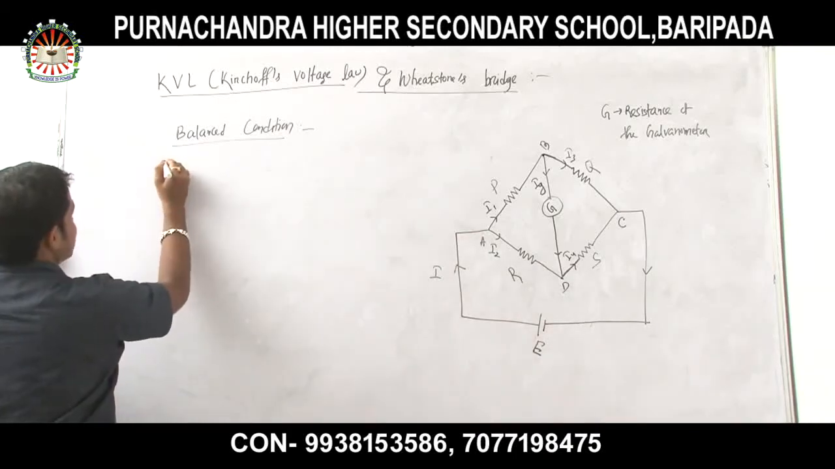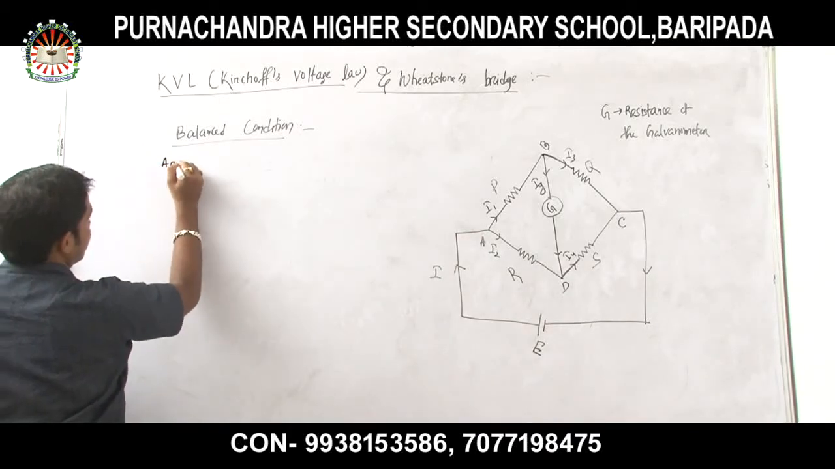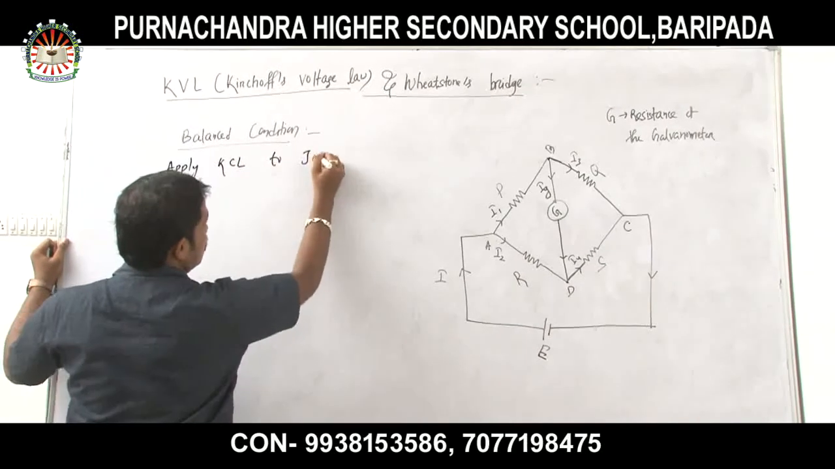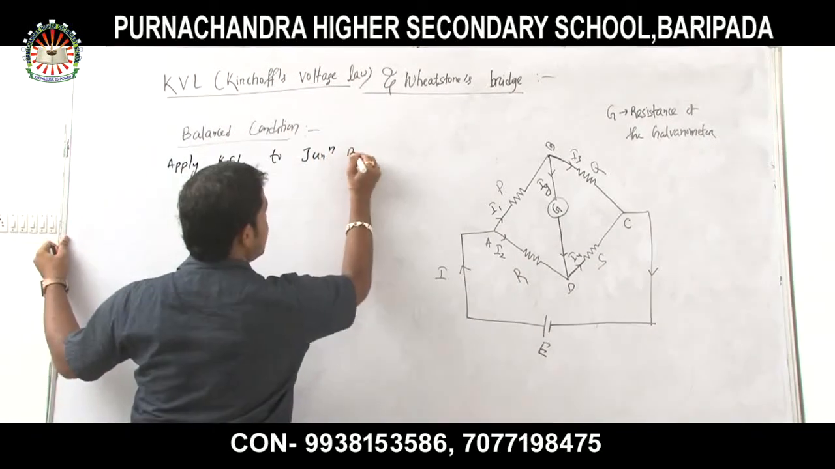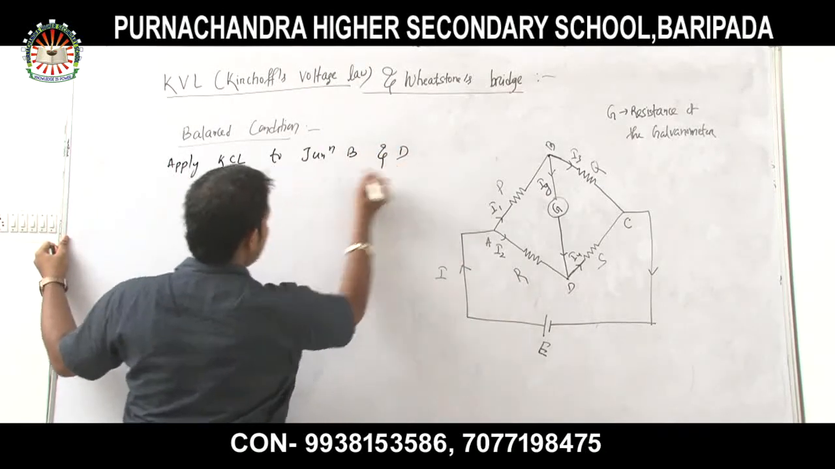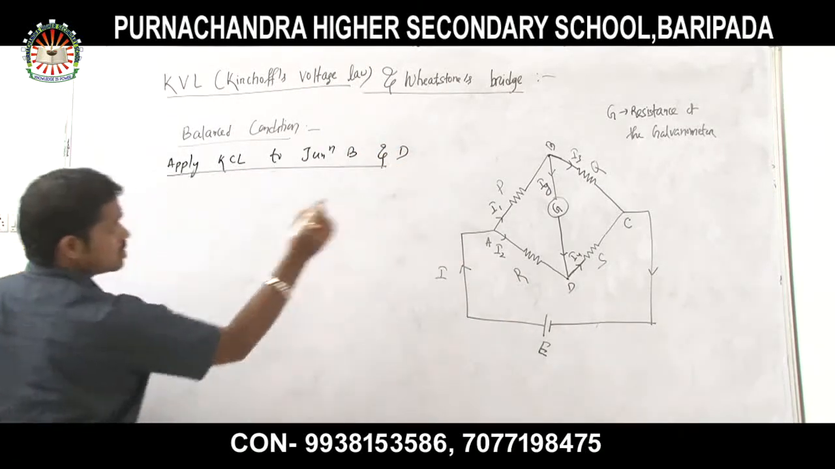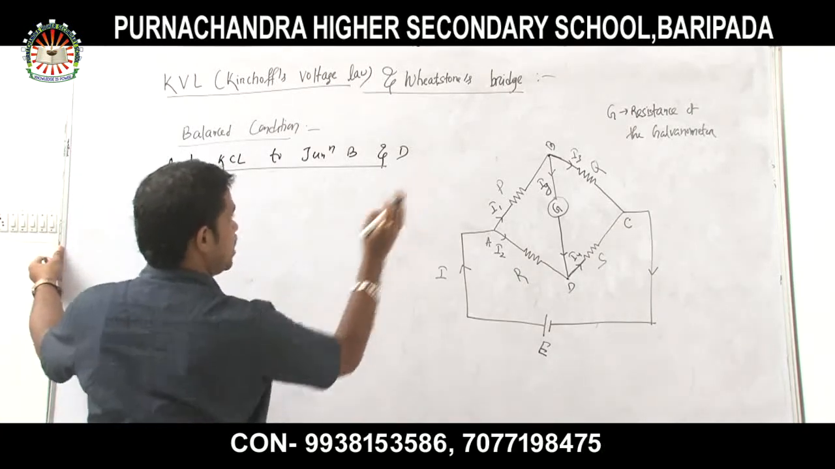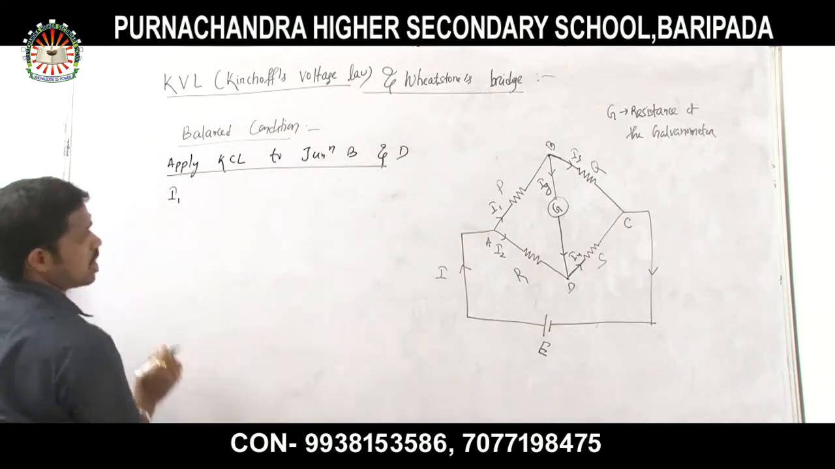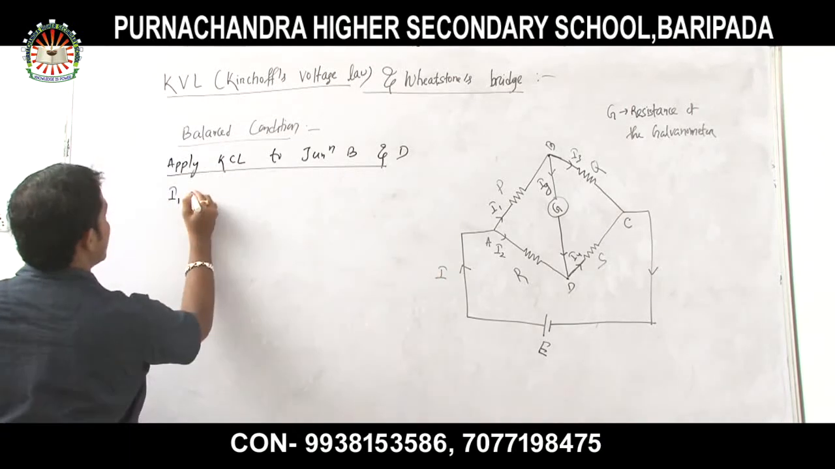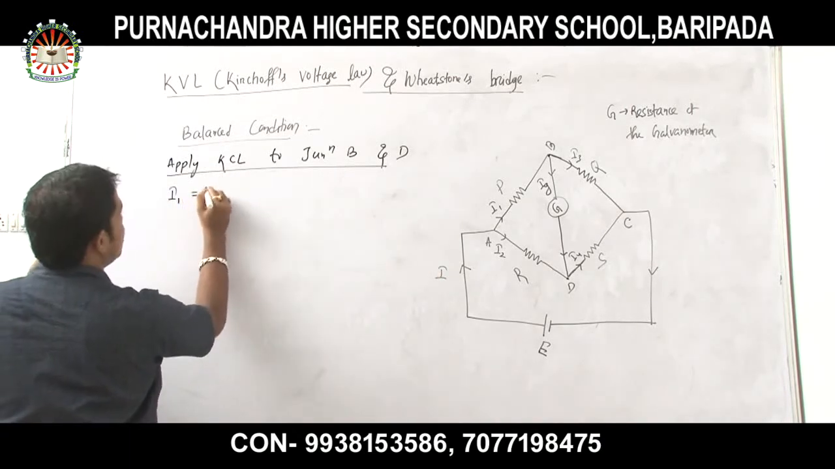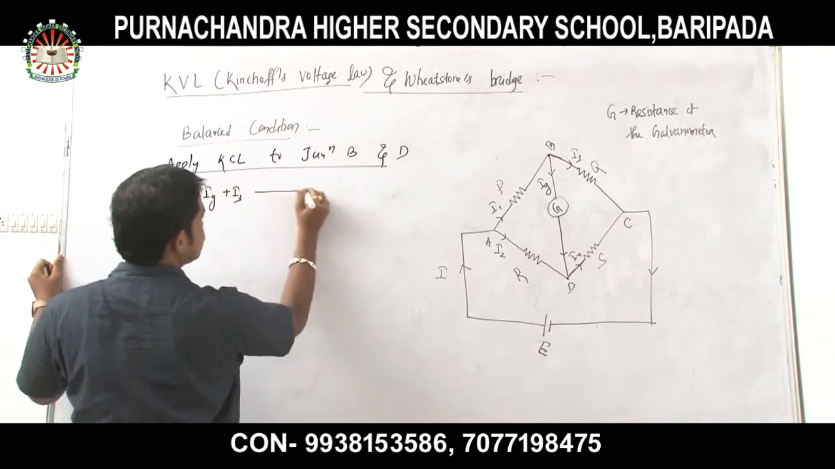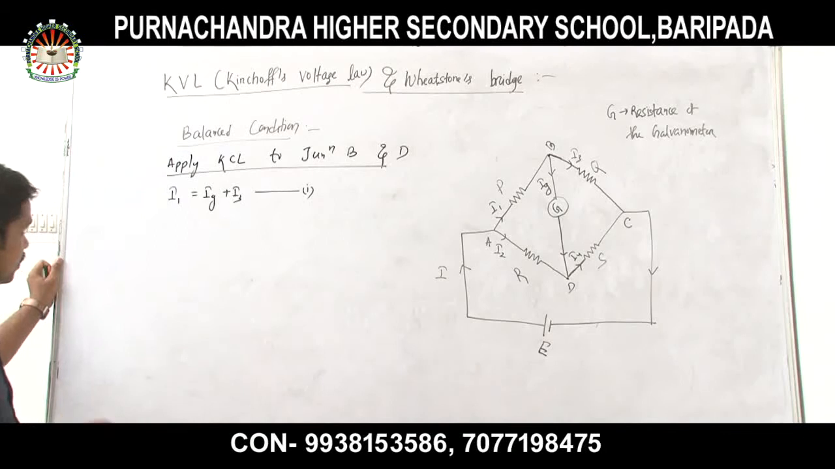So let us apply KCL to junction B and junction D. When you apply it for junction B, what will you get? Current entering means I1, exit means IG plus I3. So I1 is equal to IG plus I3. Very simple. Equation number 1.